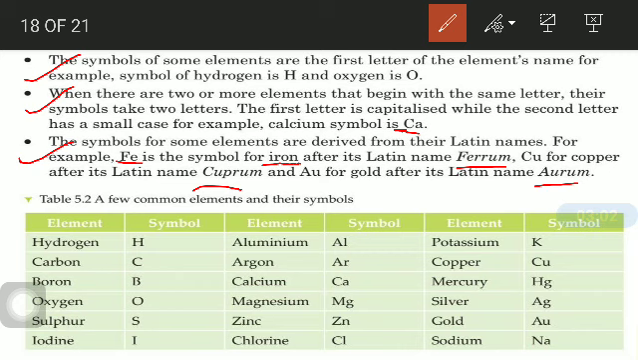Below you have a table of a few common elements and their symbols. It is better if you learn these symbols and the name of these elements.